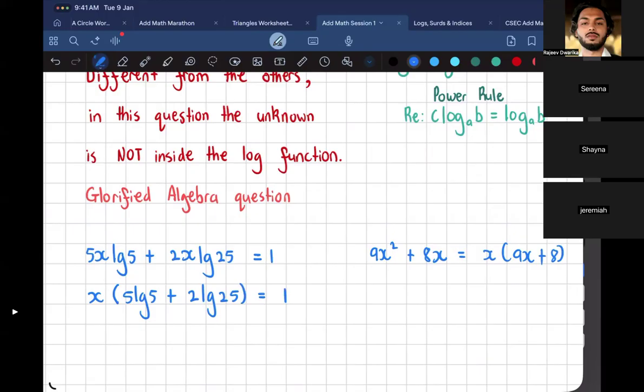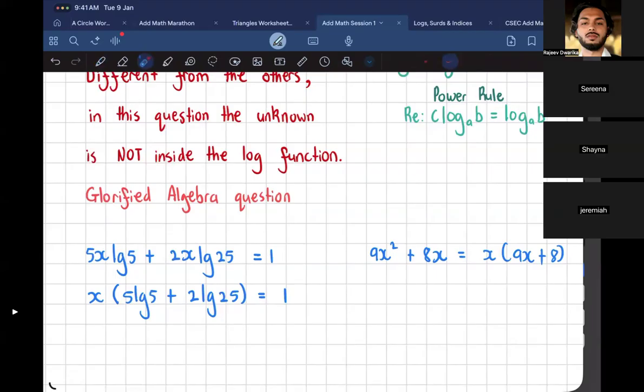On a scale of 1 to 10, how confused are you? 5 out of 10. You're real confused. You're probably saying why I didn't just add these and get 7x. Are you saying that? No, I don't think so. Okay, because that'll be wrong.